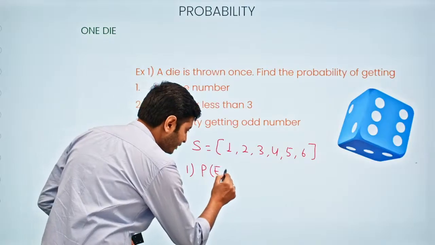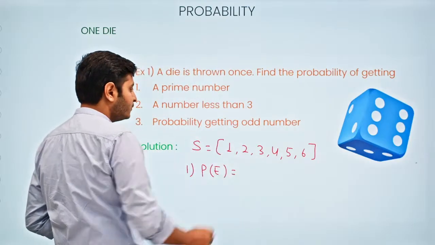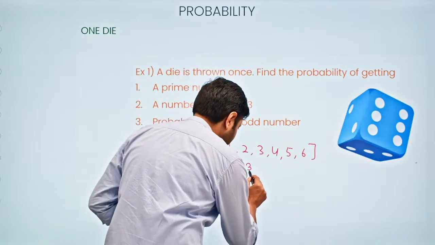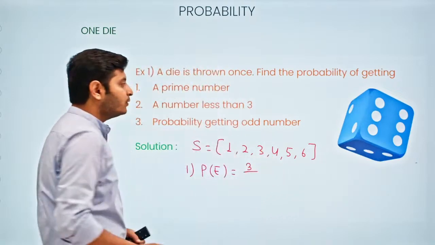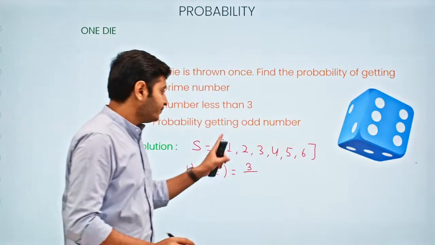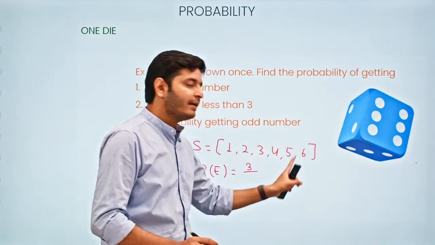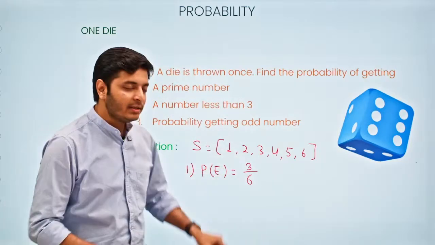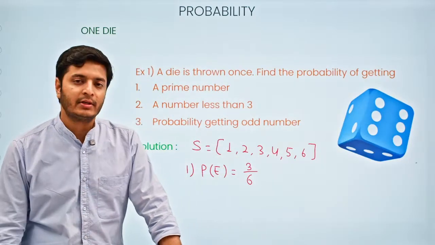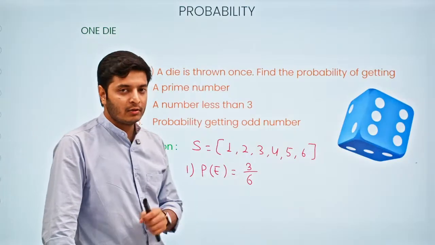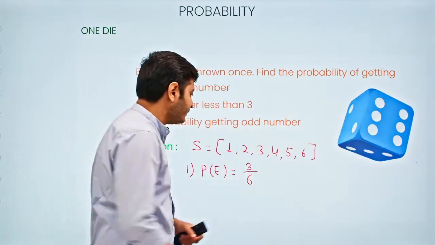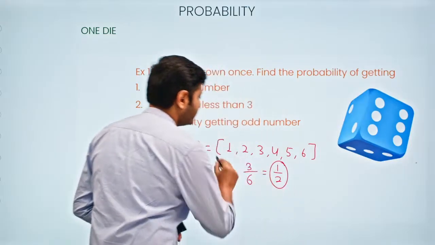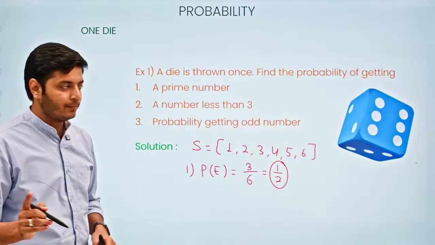Probability of this event is number of favorable outcomes, 1, 2, 3, out of total number of outcomes, 1, 2, 3, 4, 5 and 6. If we can simplify this fraction, we should be doing that. So both have one common factor, no? 3. So we can simplify this as 1 by 2. So the probability of this event is 1 by 2.